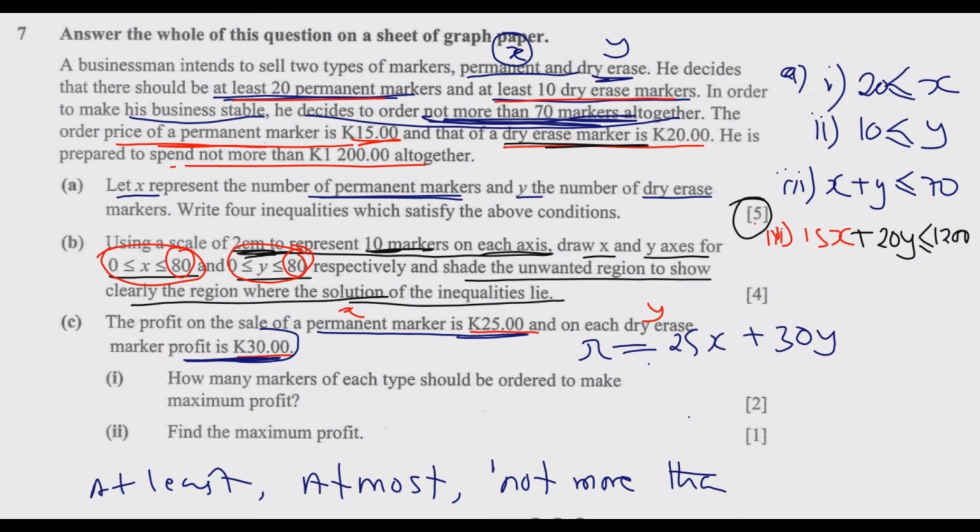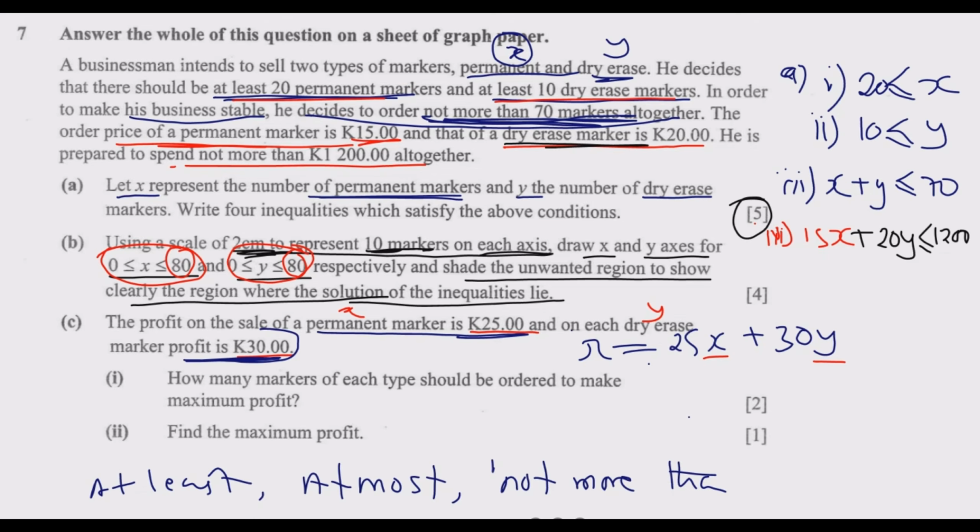So we have 25x plus 30y. This will give us a total profit that we get by selling both. Then, for us to know the maximum profit, we need to know the value of x and y. And this value of x and y should be in the wanted region.